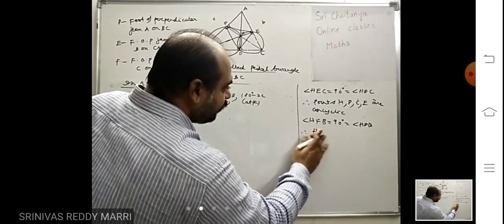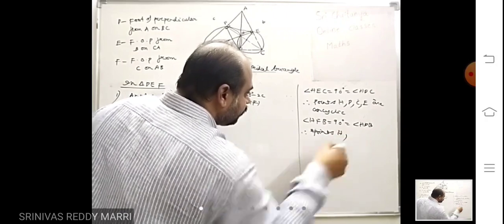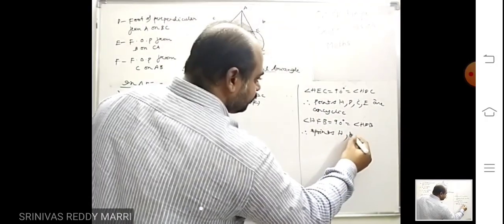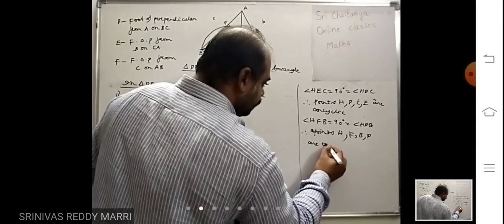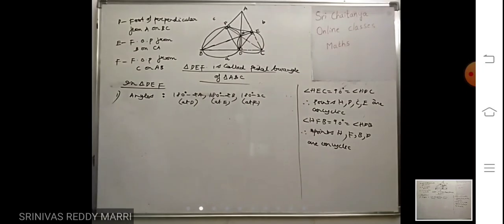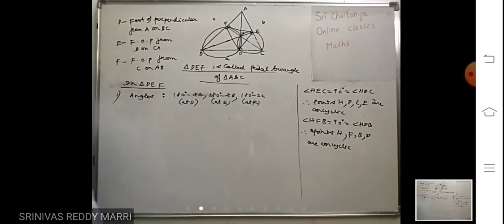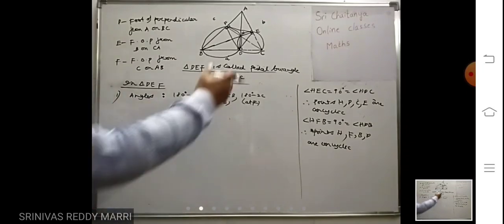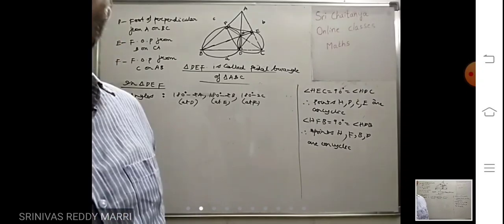So therefore we can say that H, F, B, D are concyclic points. If any doubt is there, raise your hand. No problem. H, F, B, D are concyclic, right? So that means H, F, B, D will lie on a circle. So these two points are clear. Ask your doubt, whatever you have. Fast.